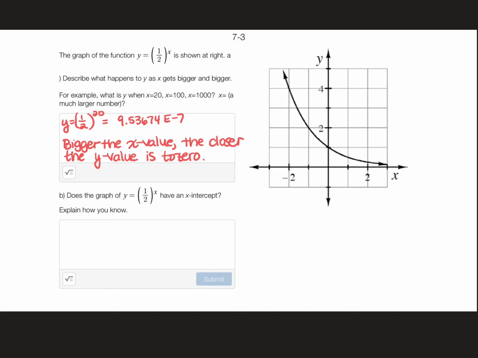So when we're looking at our graph, we're going to continue to get closer and closer to the x-axis, but we'll never actually reach it. So we would say that there is not going to be an x-intercept. And here's why: there's no way that we can get a solution to that. There's no way I can get an output of 0 using the equation that I have.